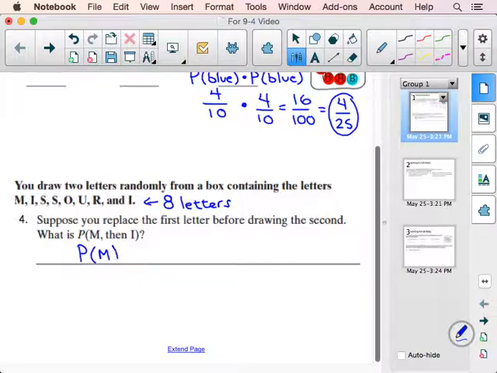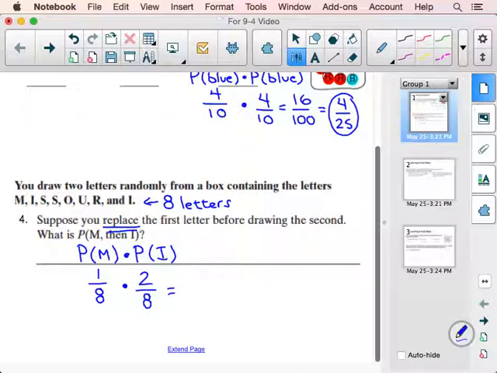So that's the same thing as saying the probability of getting an M, then replacing it, putting it back, times the probability of getting an I. So if you look at those 2 letters in here, probability of getting an M, there's only one M, and a total of 8 letters, so you have a 1 in 8 chance of getting the M on the first pick. Now you put that M back, so there are still going to be 8 letters in this box, and we want to know the probability of getting an I here. So there are 2 I's in the word Missouri, so that would be 2 out of 8.